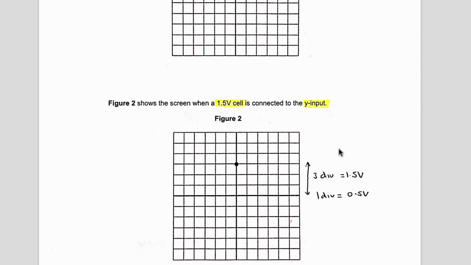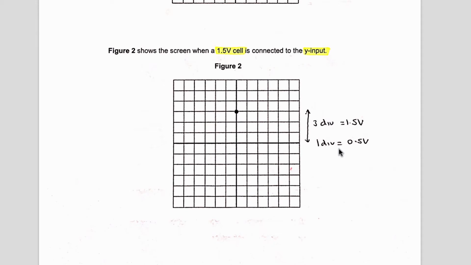In figure 2, they then connect this oscilloscope with the time base still turned off to a 1.5 volt cell. Now, a cell is a direct current source, so basically it's not a sinusoidal source, so it doesn't alternate. It's a direct current, so the dot, if it moves upwards, then basically it will stay in that position once you've connected it to your oscilloscope.